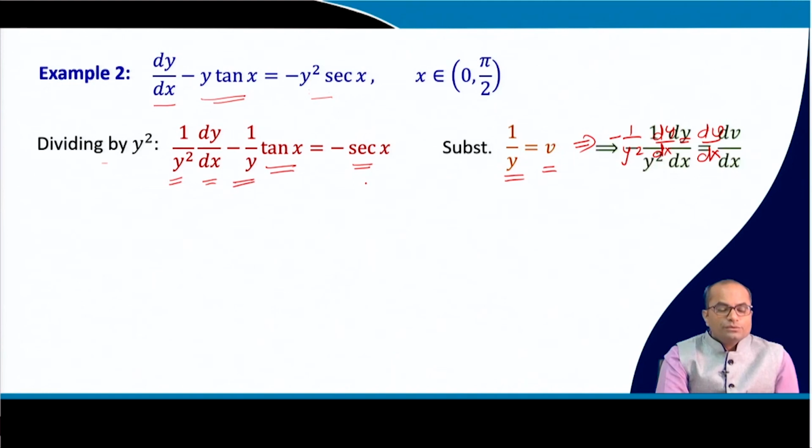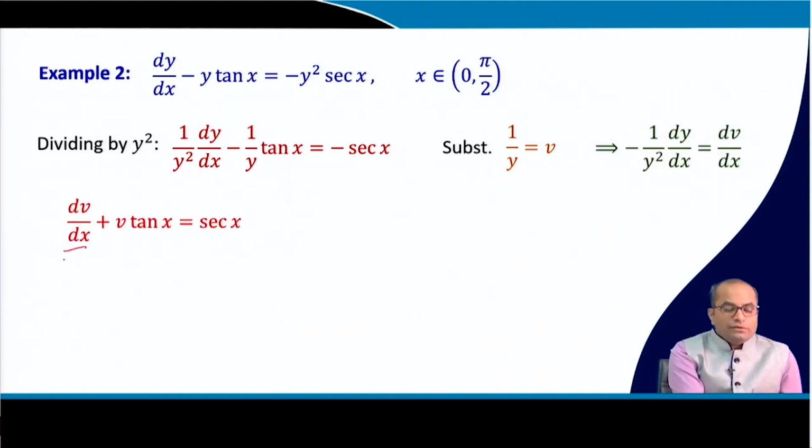So, now we can substitute in this equation, and what we get? We get dv over dx, and we multiply at the end with minus sign. So, here 1 over y is just v. So, here we have v, then we have tan x, and equal to, because we have multiplied by minus sign, here we have this secant x.